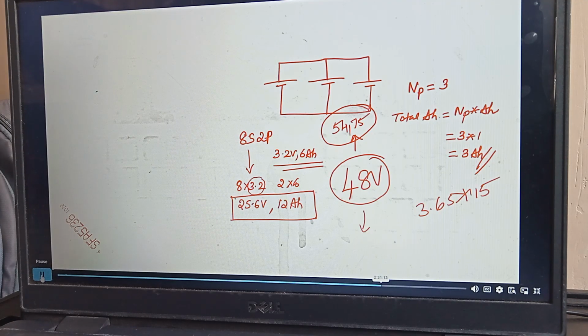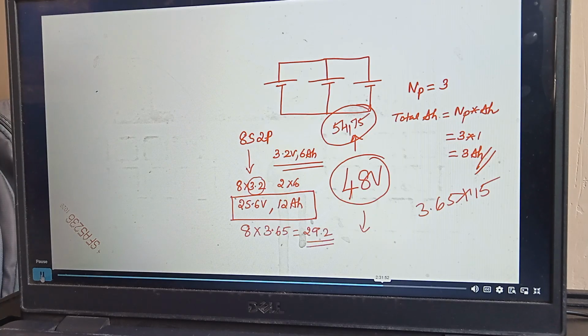I know each cell can be charged up to 3.65. So when the battery pack is fully charged, what will be the battery pack higher cutoff voltage? How do you calculate that? Yes, very good, 8 into 3.65. If you calculate 8 into 3.65, you'll get 29.2. So when the battery is fully charged, the battery pack voltage will reach 29.2.